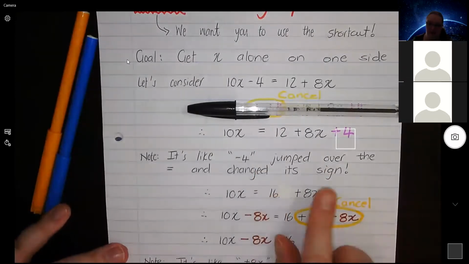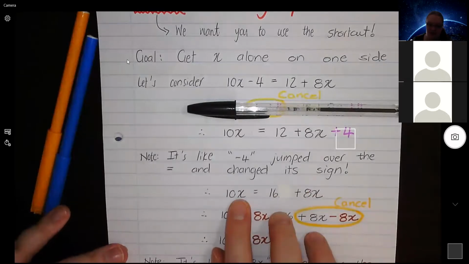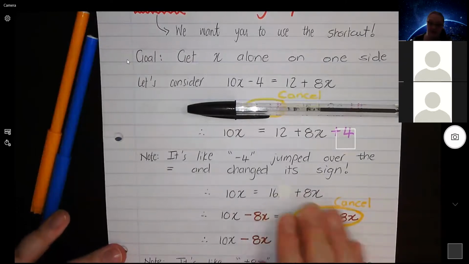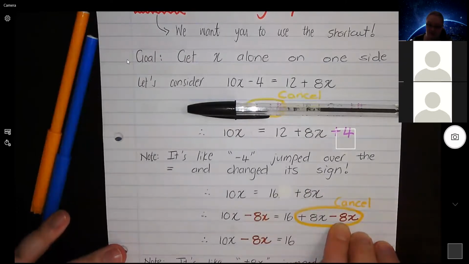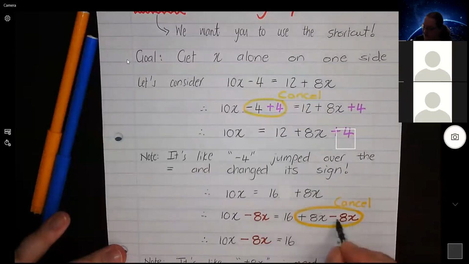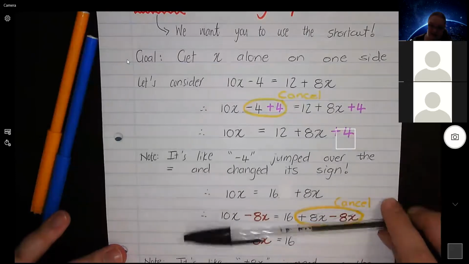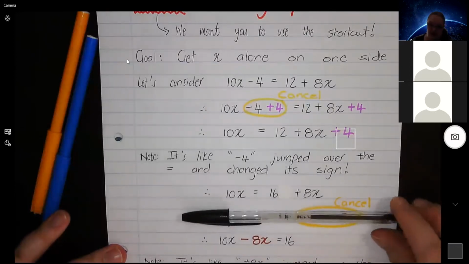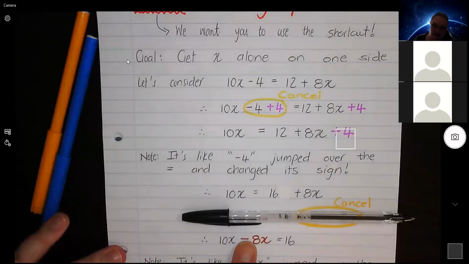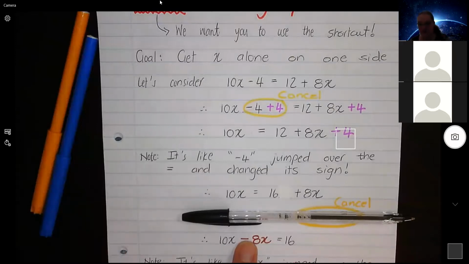Okay, and I want to get all the x's alone on one side. Okay, I don't want any x's on the right hand side, so I'm going to subtract 8x. Okay, I'm subtracting 8x, but what I do on one side, I must do on the other. And these two will cancel each other out. Now, if I skip this step, again, what it looks like is like I kicked the 8x over and it became negative. Okay, so that's our shortcut.